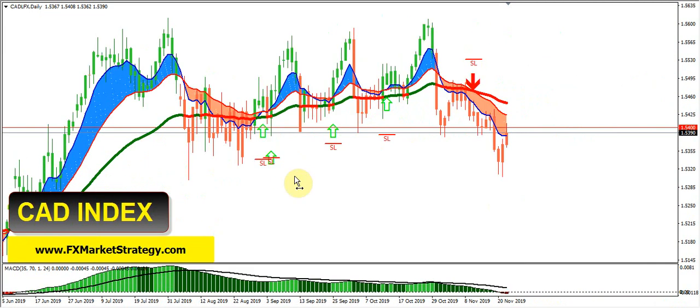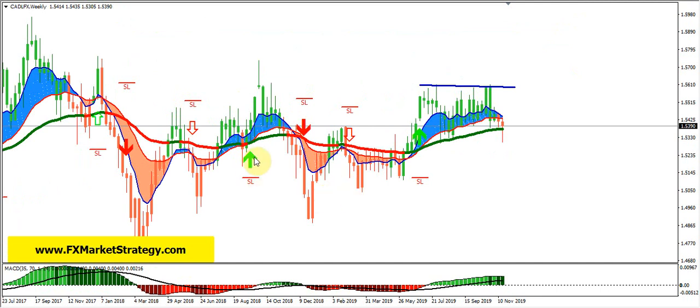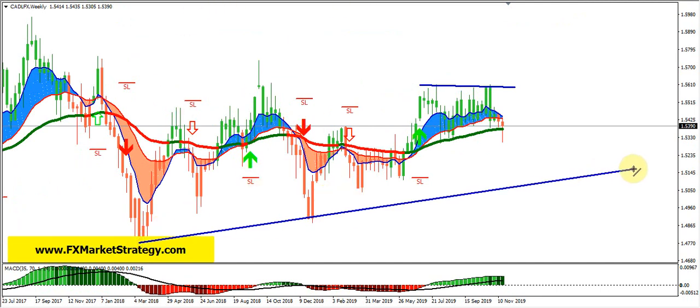CAD is going with the oil, but also is affected by some news. Okay, you can see this top here never got broken. Okay, and if you look at the weekly, it's like going in a little bit of a channel like this. So we are actually pointed more towards the downside.